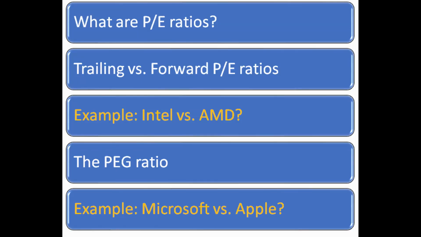I'll cover four main points. Number one, what are PE ratios and how do you use them? Number two, trailing versus forward PE ratios. Number three, limitations of PE ratios. And finally, number four, PEG ratios.